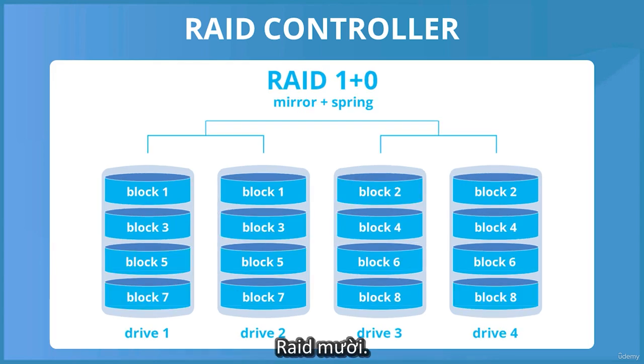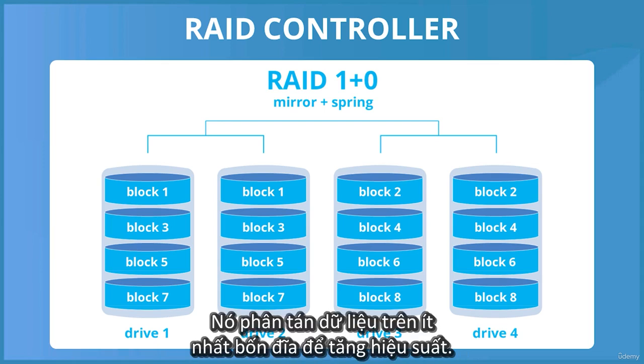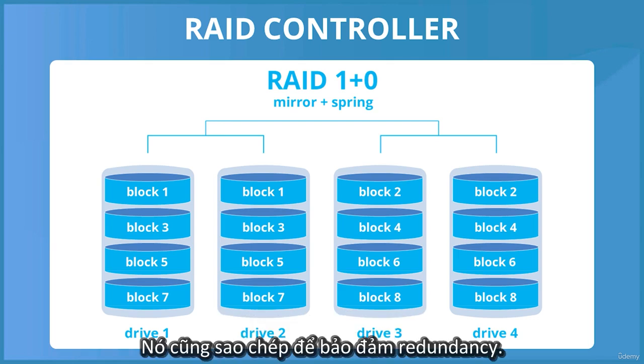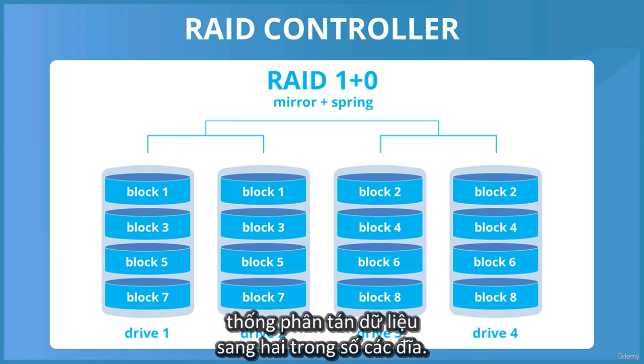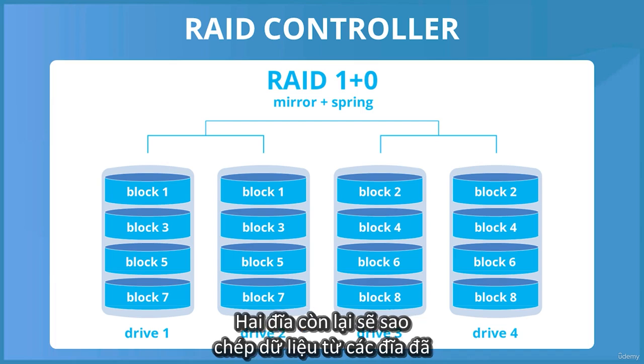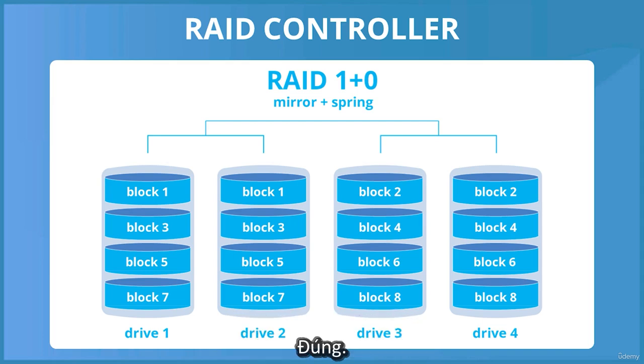All right, RAID 10, striping and mirroring. RAID 10 is going to be the most expensive of the RAID levels. It stripes across at least 4 disks for higher performance. It also mirrors for redundancy. So if we're talking about a 4-drive array, the system stripes data to 2 of the disks. The remaining 2 disks mirror the striped disks, each one storing half the data, right?